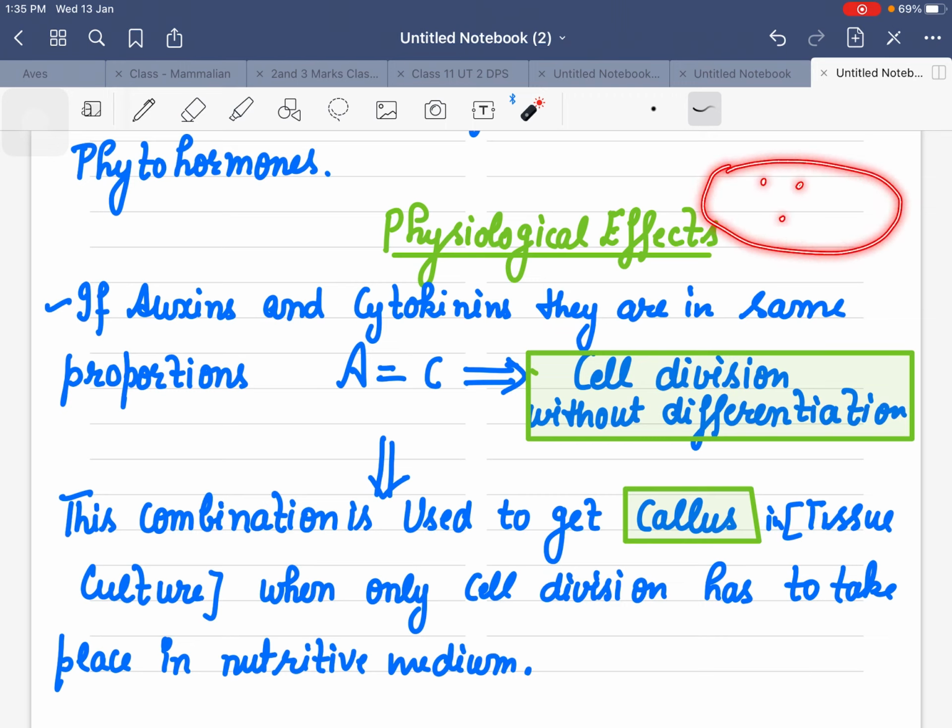That cell division will occur. Now if you added 4 cells, now there will be 8. If you added 8 cells, there will be 16 cells. So cell division will start occurring there, and this cell division will be without differentiation.